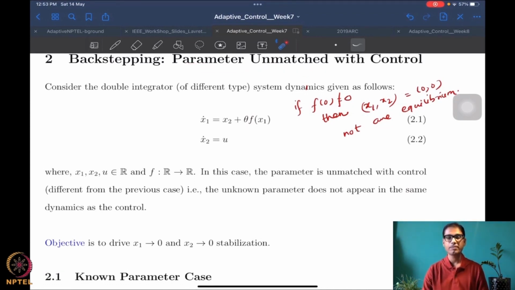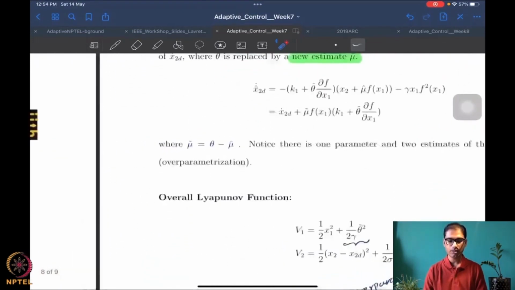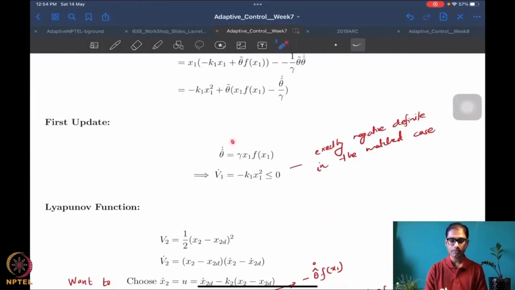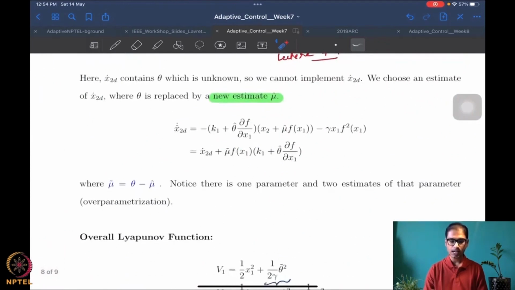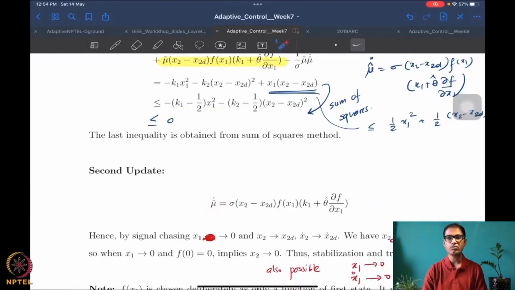We of course saw the backstepping design, and it was a little bit more complicated than what you would expect for the matched case, right? And we also saw that one of the most important or key things to remember is that we had to design two different parameter update laws, which is the theta hat and also the mu hat, right? That is, we had to over parameterize the system in order to be able to complete the adaptive control proof. So in this case, although the uncertain parameter was only one scalar parameter, we had to design two different estimates for the same parameter.